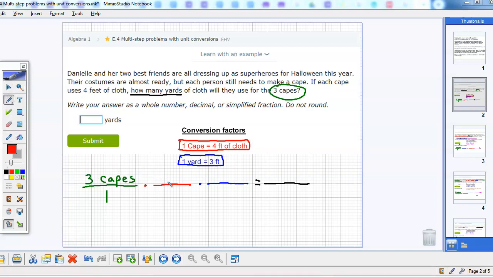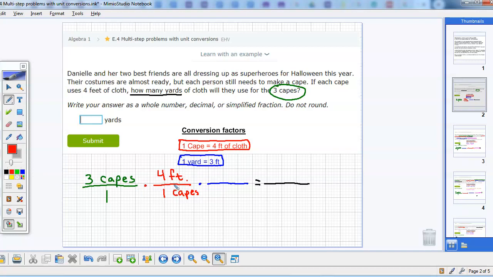So notice with the red, we're going to convert capes to feet. So I'm going to write capes down here. And that's 1 cape. Probably shouldn't have that S there, but I'm going to keep it the same for now. I know it's not grammatically correct. And then we've got 4 feet. And that's 4 feet of cloth is what it takes. And so we know that capes would cancel, and we would be left with feet.